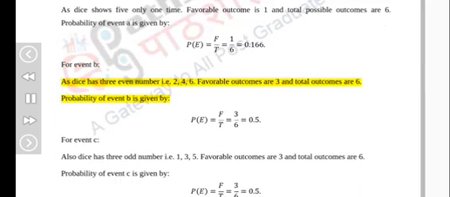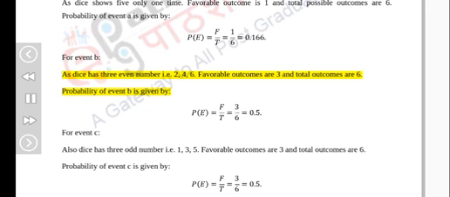For event B, as the dice has 3 even numbers, i.e. 2, 4, 6, favorable outcomes are 3 and total outcomes are 6. Probability of event B is given by P(E) equals F over T, equals 3 over 6, equals 0.5. For event C, the dice also has 3 odd numbers, i.e. 1, 3, 5. Favorable outcomes are 3 and total outcomes are 6. Probability of event C is P(E) equals 3 over 6, equals 0.5.